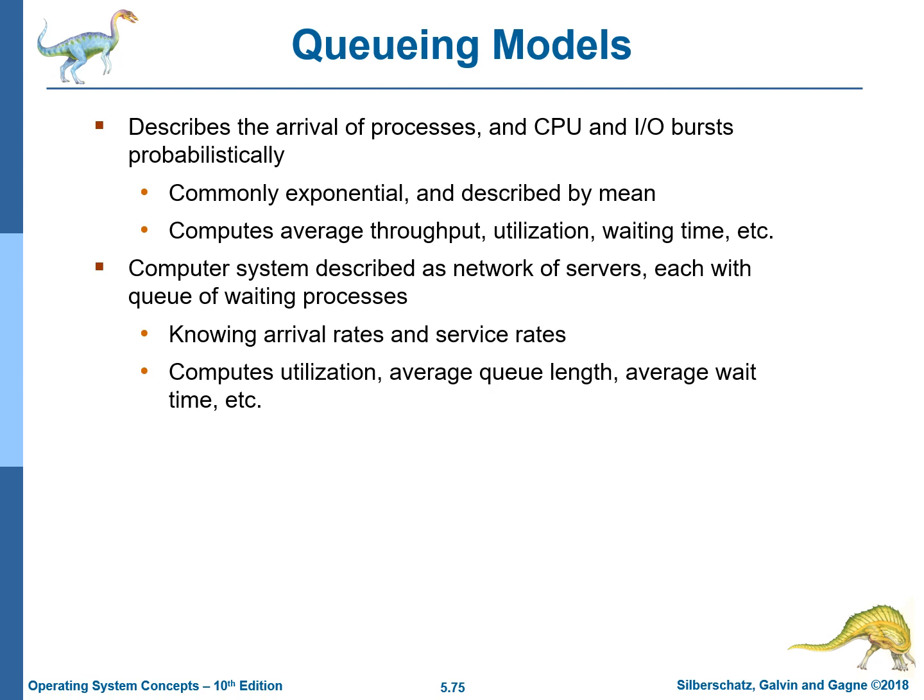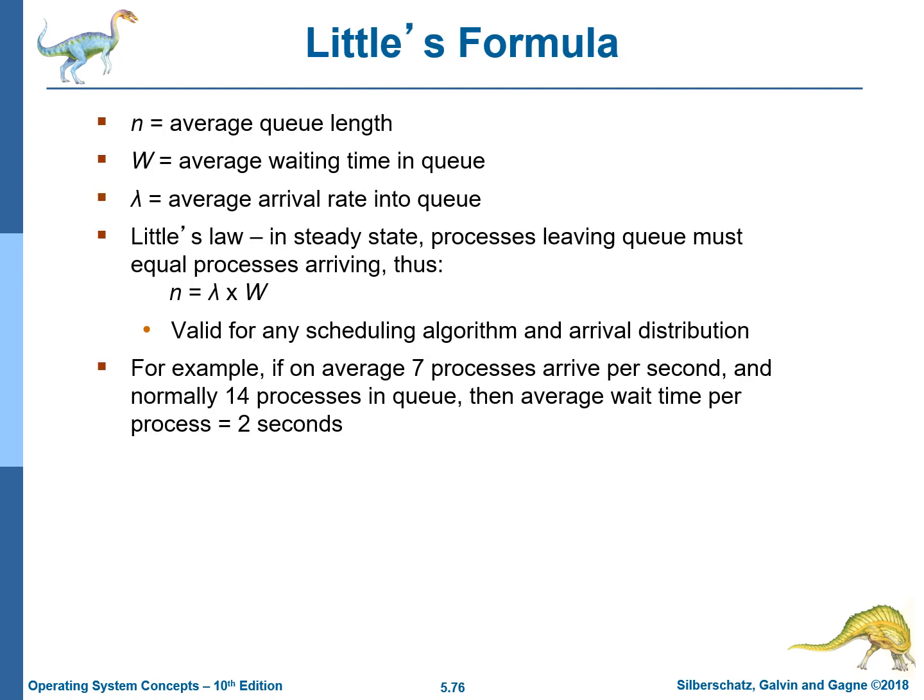Queuing models describe the arrival of processes and CPU and input-output bursts probabilistically. Commonly exponential and described by a mean. They compute average throughput, utilization, waiting time, etc. The computer system is described as a network of servers, each with a queue of waiting processes, knowing arrival rates and service rates. It computes utilization, average queue length, average wait time, etc. Little's formula, as you can see, you can read it yourself.